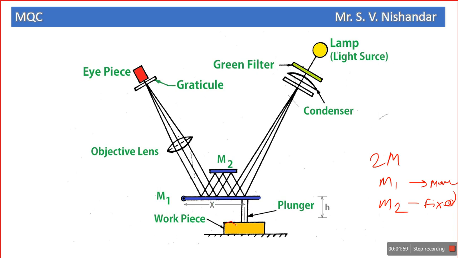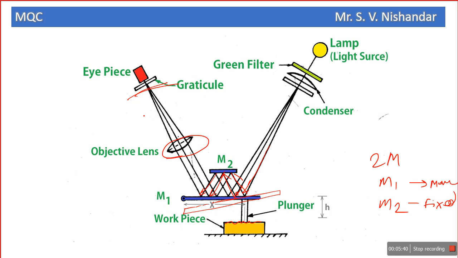Whenever the workpiece has surface roughness, which is carried by this plunger, the light source initially incident on the mirror M1 is reflected. Suppose there is some angle, maybe alpha. The reflected beam then travels at twice alpha, so the first magnification occurs. Then M2 reflects it again over the M1 surface. In that way, multiple magnification occurs, and that whole magnification, via the objective lens, is concentrated on the graticule.